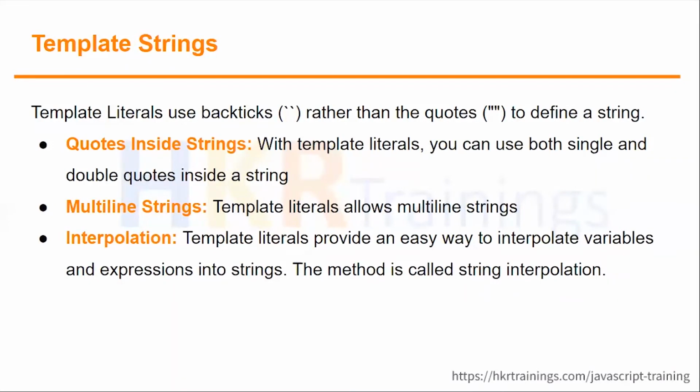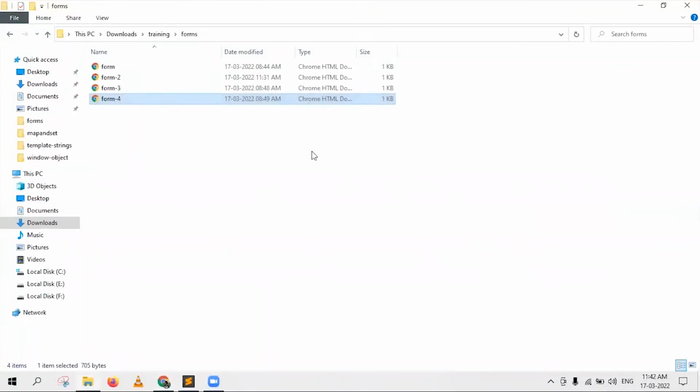Coming to the types: quotes inside a string with template literals. You can use both single and double quotes inside a string. Then multi-line strings, meaning you have a string with multiple lines, like welcome to, and in the line below HKR, and in the line below trainings. That is how multi-line strings are defined. Then interpolation: template literals provide an easy way to interpolate variables and expressions into strings. We'll see this in action so that we actually understand it.